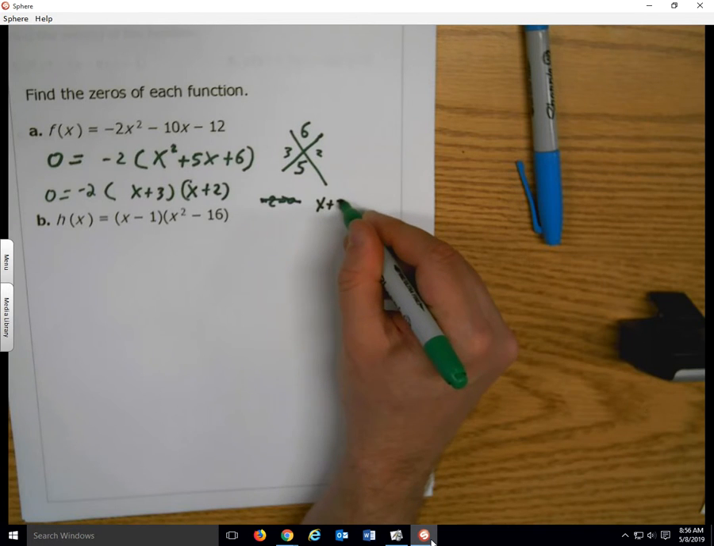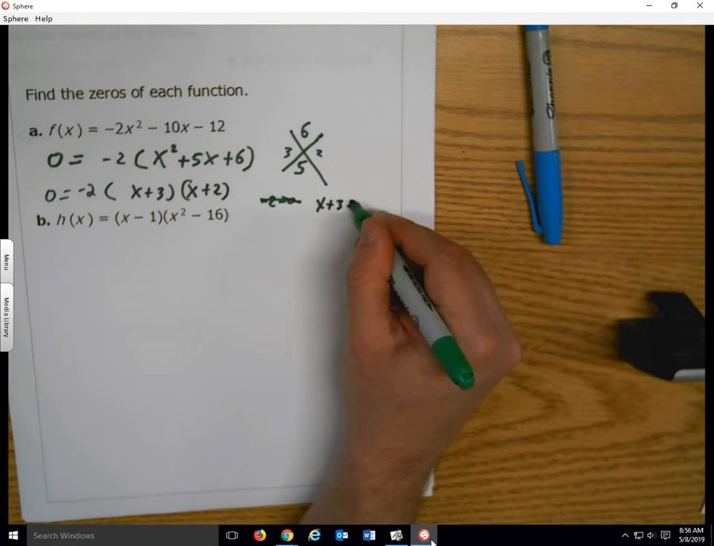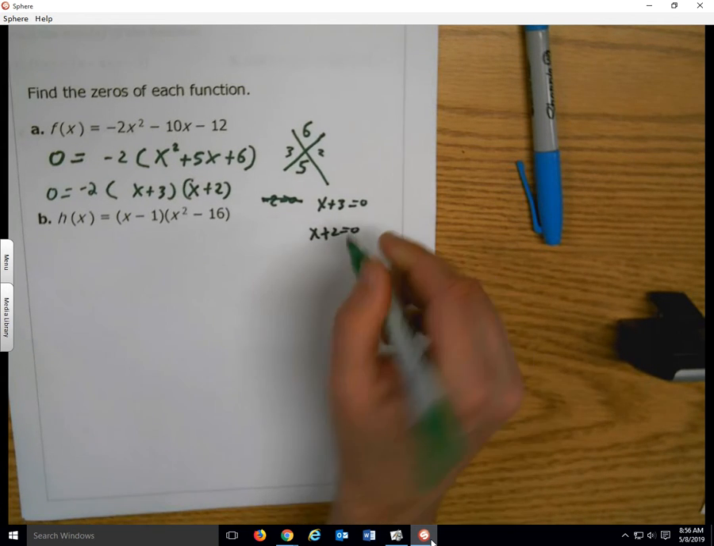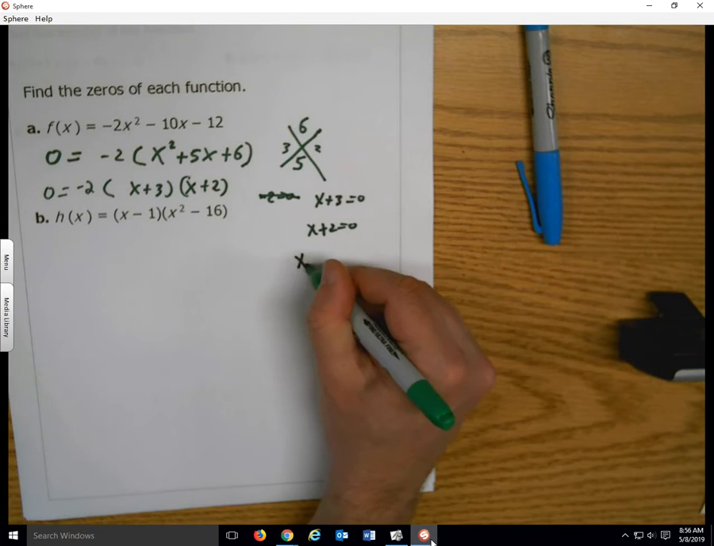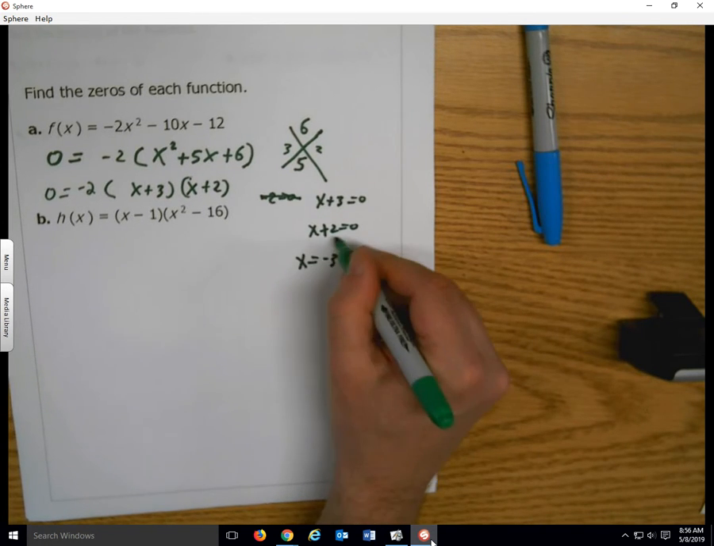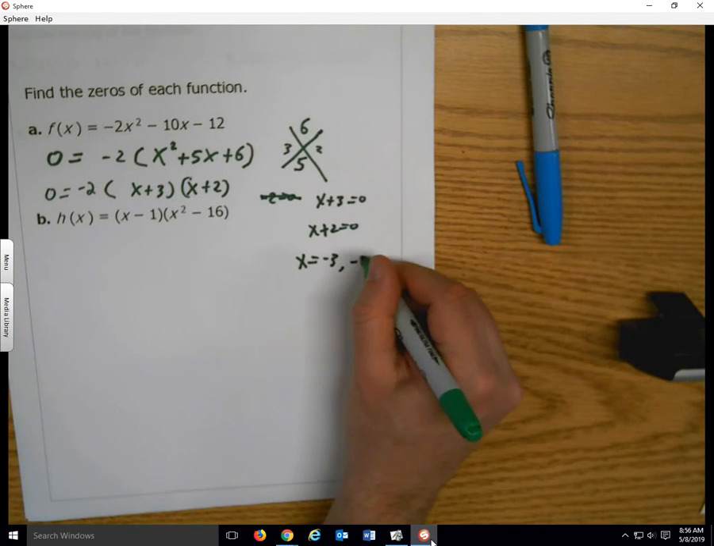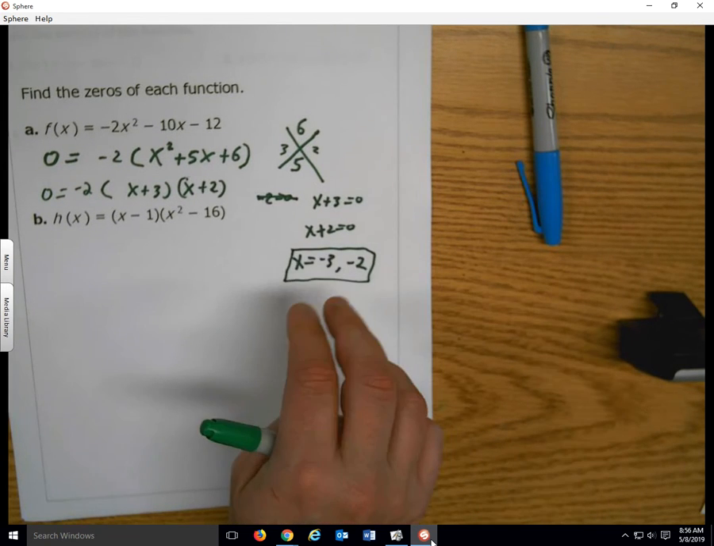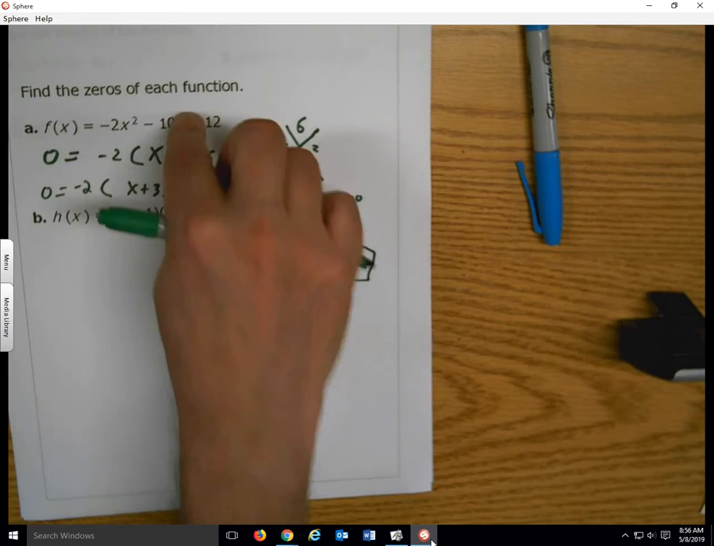X plus 3 equals 0, and x plus 2 equals 0. So you would subtract 3 from both sides, and x would equal negative 3. Subtract 2 from both sides, and x would equal negative 2. And those are the zeros for this function.